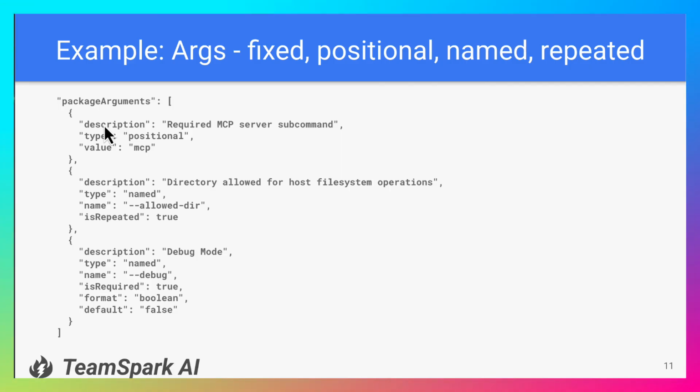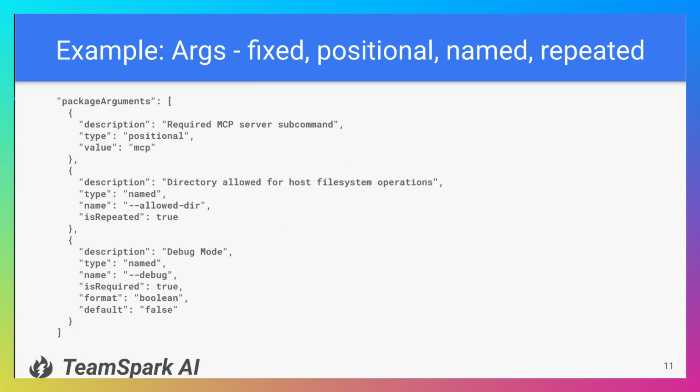So we have a description that says this is the required server subcommand, it's positional, and its value is MCP. So this is a fixed argument that's at the first position that can't be edited by the user that has this value. Pretty straightforward. Then we have a directory allowed to host file system operations. This is a named argument. Its name is --allowed-dir, and it's repeated as true, which means this can occur 0 or more times, as many times as you want. And then we have another one called debug mode that's named with its --debug. It's required, its format is Boolean, and its default is false.